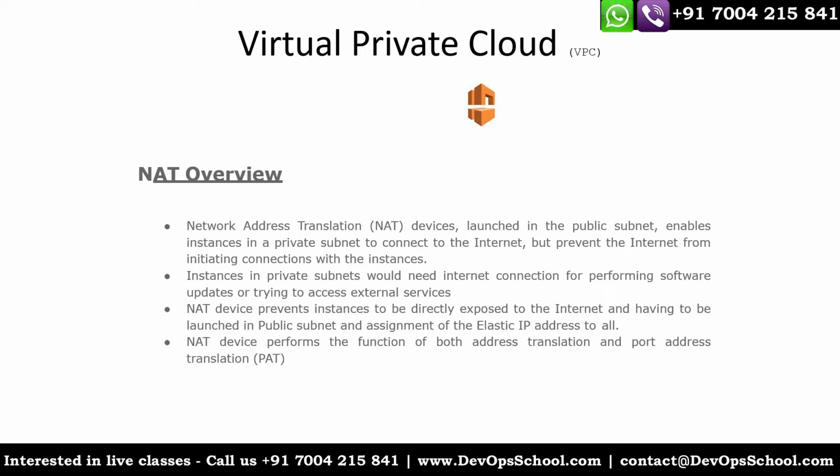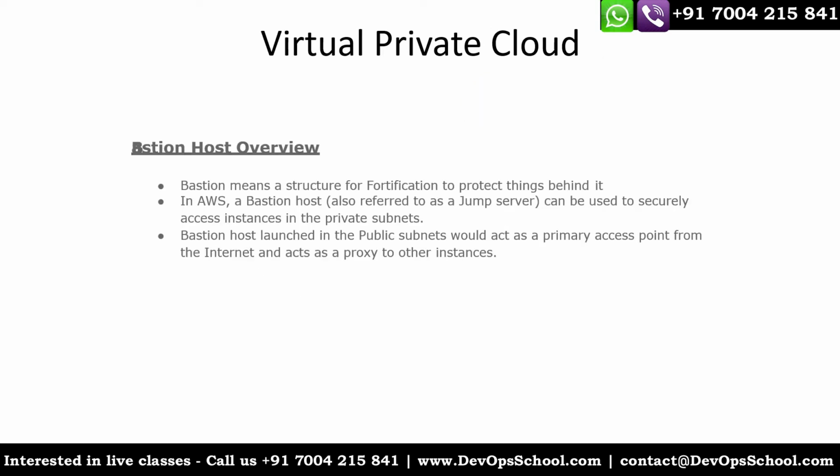Instances in a private subnet would need an internet connection for performing software updates or trying to access external services. NAT devices prevent instances from being directly exposed to the internet, and they have to be launched in a public subnet with an elastic IP address assigned. NAT devices perform the function of both address translation and port address translation also. So this is the NAT.